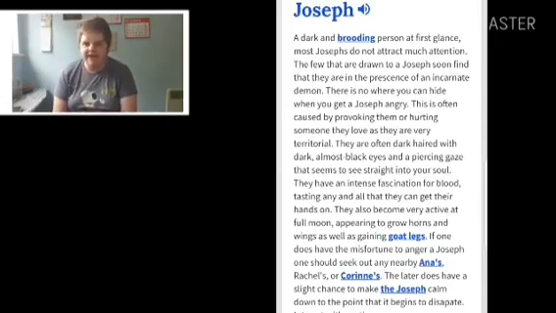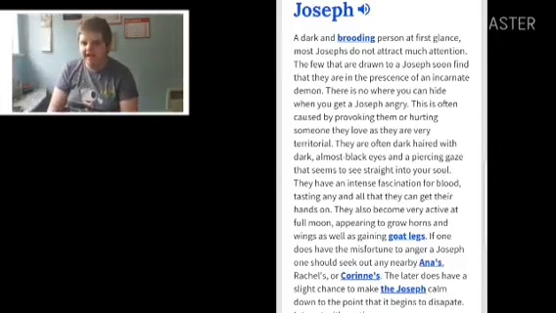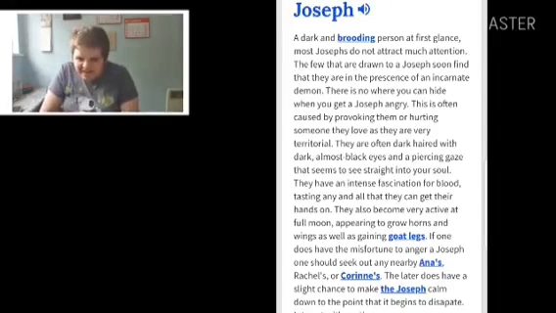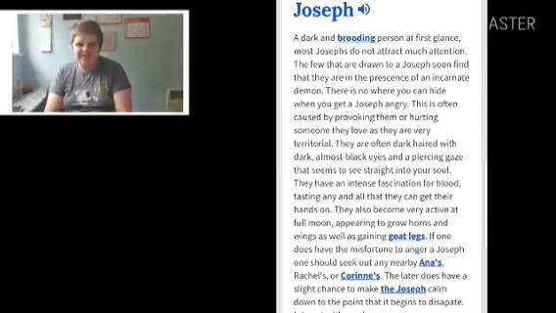This makes me sound like a vampire. They also become very active at full moon. Now it's a werewolf, appearing to grow horns and wings, as well as gaining goat legs. If one doesn't have the misfortune to anger a Joseph, one should seek out any nearby Annas, Rachels, or Carinas. The latter does have a slight chance to make the Joseph calm down to the point that it begins to dissipate, interact with. What? What are those people meant to do?